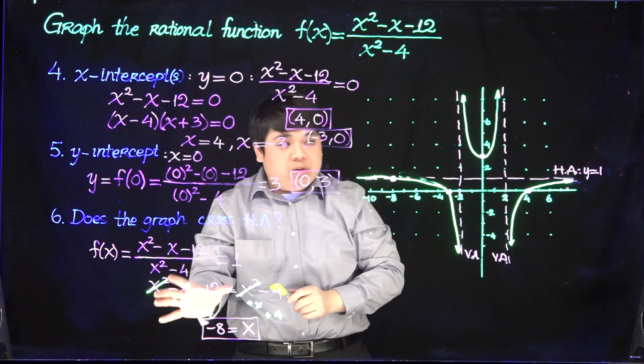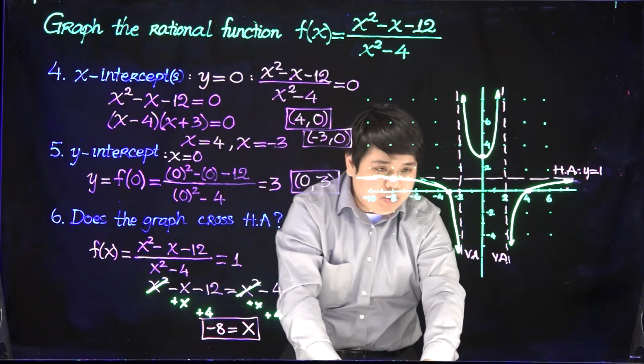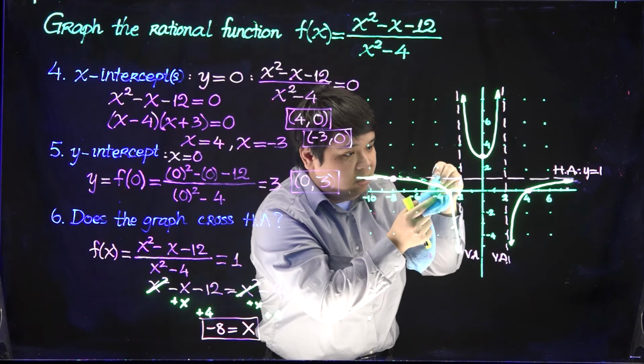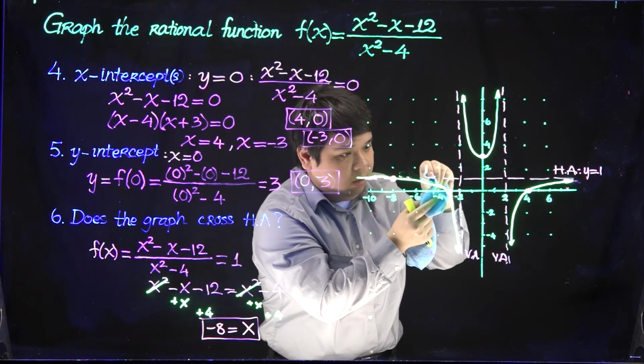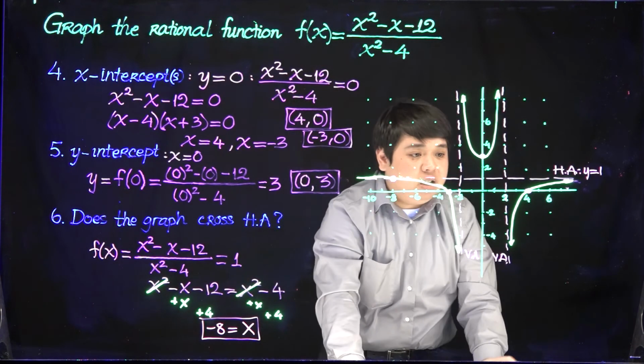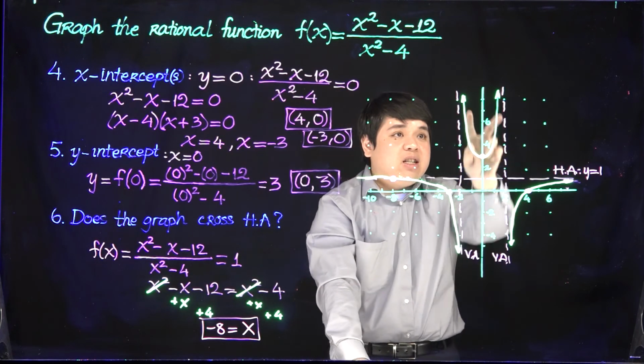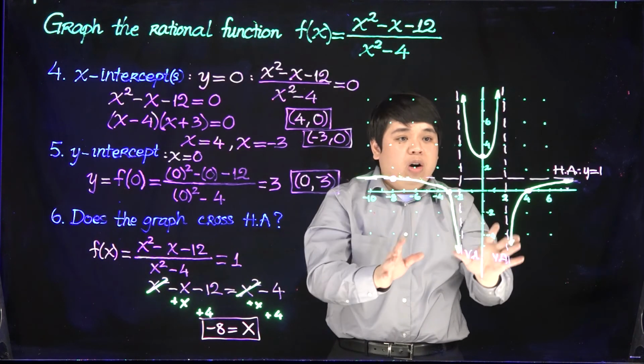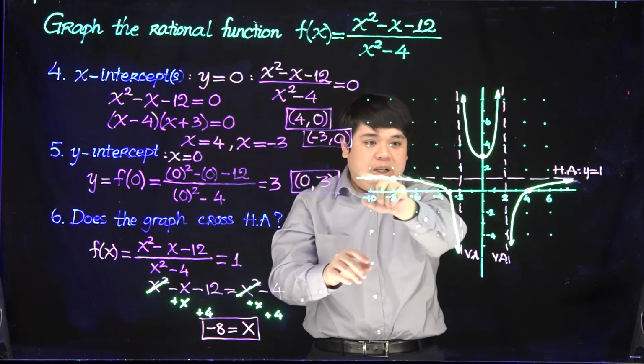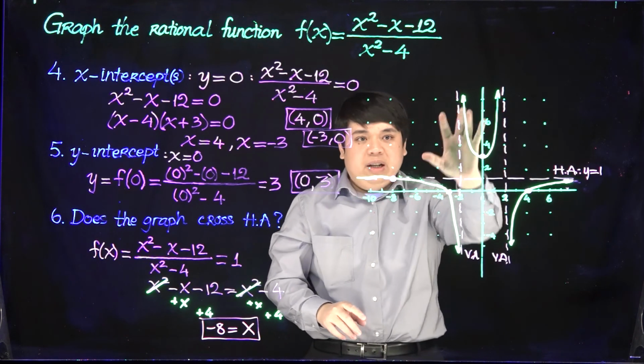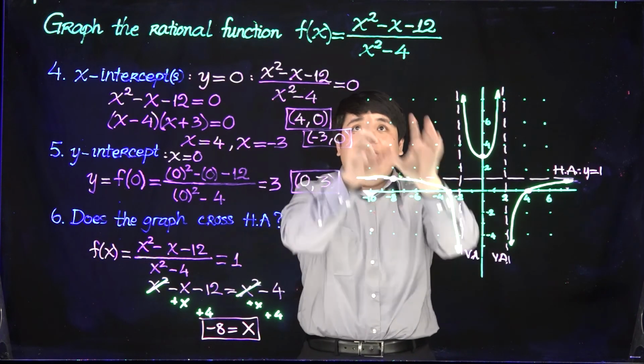It will go through a lot of steps, but when we put it all together, we have this graph. Note that the vertical asymptotes are not part of the graph. So the graph actually is just the one in green here. And that's the graph of the function.